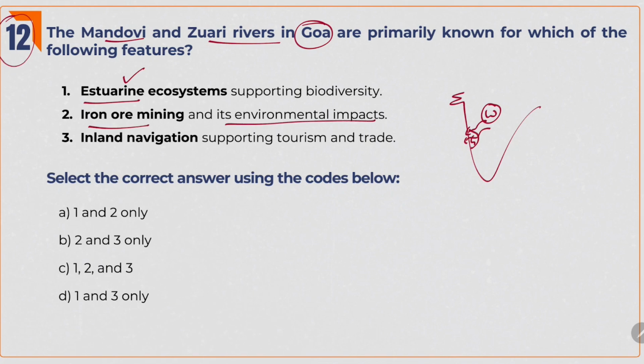Iron ore mining and its environmental impacts. How can you deny such a general statement? You know that in Karnataka, a lot of iron mining is happening. Goa is just beside Karnataka. Here also a lot of iron mines are there. So because of iron mining, they are facing environmental impacts, right? Inland navigation supporting tourism and trade. Yes, in Goa tourism, these rivers play an important role providing navigation. So options 1, 2, 3 are right. The answer is C. This is a very simple question, and you can't afford to make mistakes in such questions.